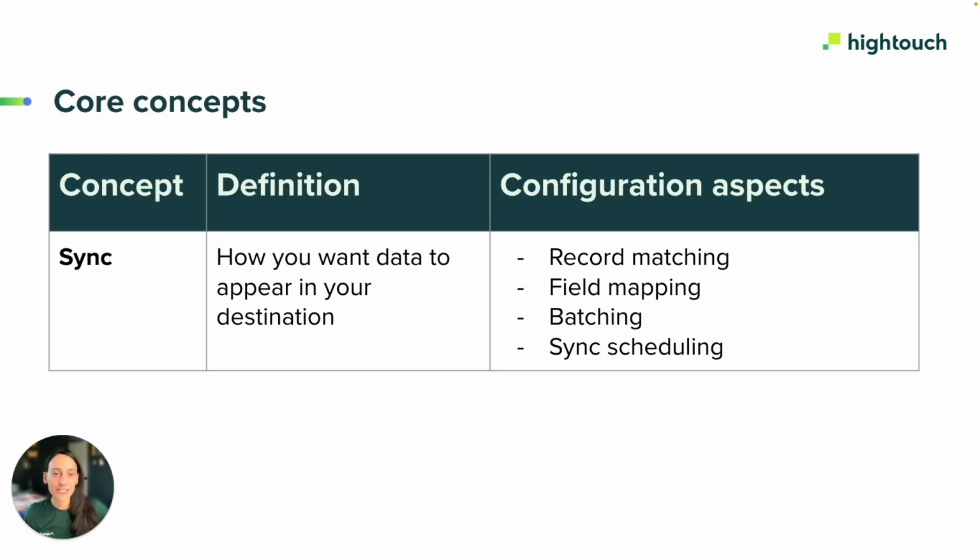You configure sinks in the Hightouch UI, but you can also automate them by triggering them from tools like dbt Cloud, Fivetran, Airflow, and Dagster.